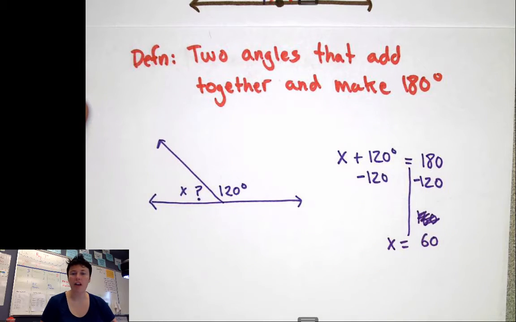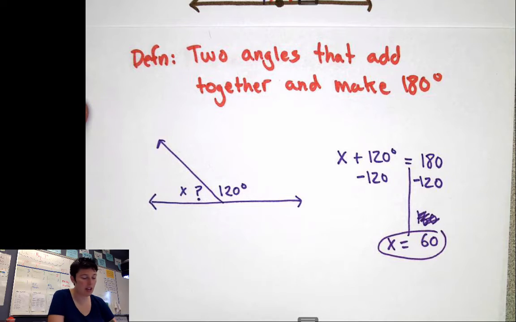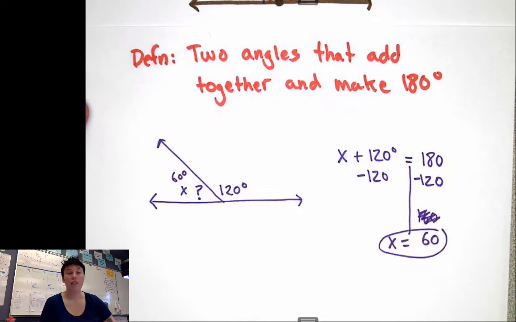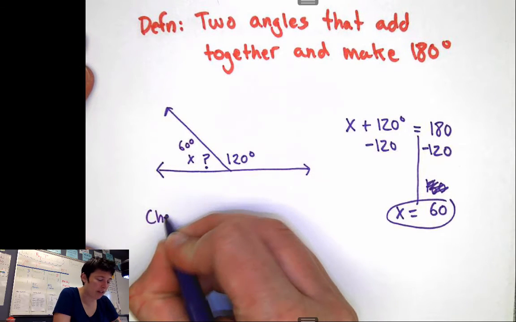So we get our answer. x is equal to 60. Now I know what the angle is. This angle over here is a 60 degree angle. And if I need to double check it, it's a quick check. Watch this. Here's my check.